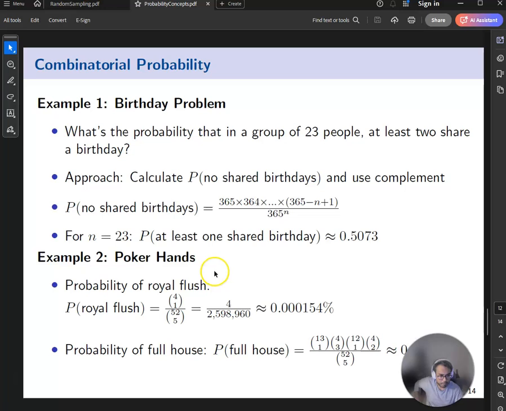Again, for the poker enthusiasts, what is the probability of a royal flush? There are four possible royal flushes that can happen, one for each suit, out of 52C5 combinations. So that is 4 divided by 2.6 million, which is approximately 0.000154%. The probability of a full house is much higher, at least as compared to a royal flush. It's approximately 0.14%.